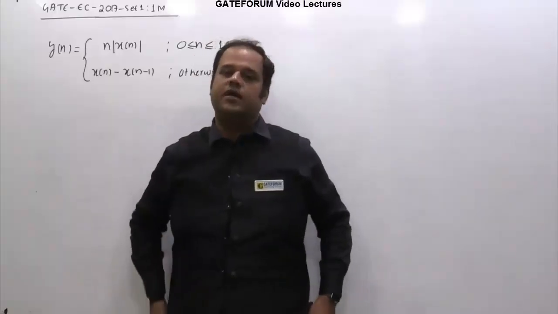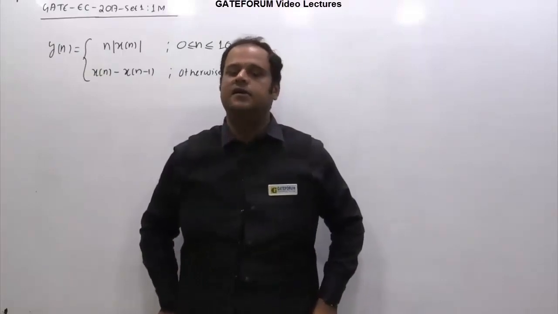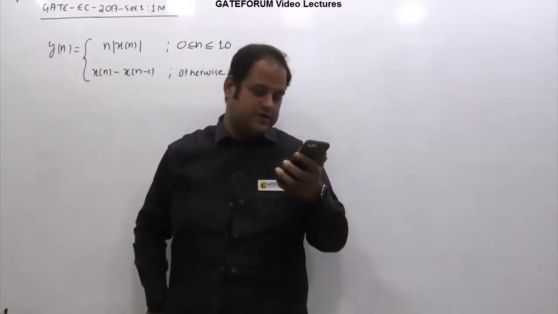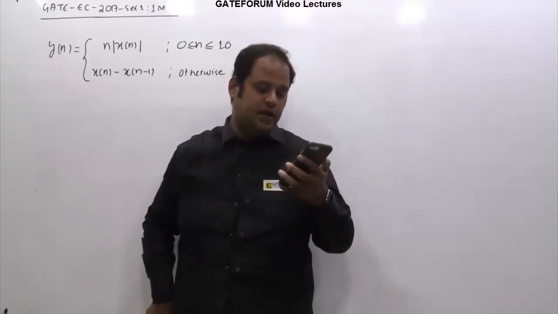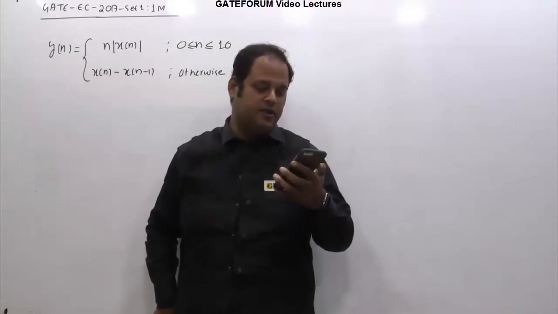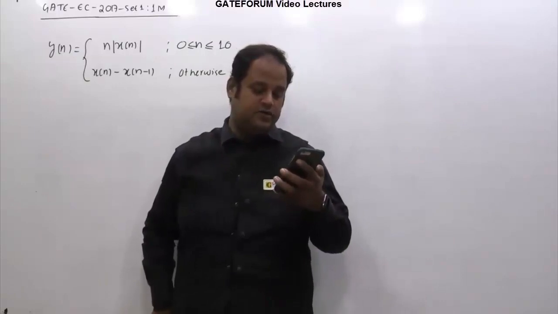This is a one mark question asked in GATE 2017 of electronics in set 1. This is from signals and systems, from the classification of systems topic. The given question is: consider a single input, single output discrete time system with x[n] as input and y[n] as output, where the two are related as the equation given. Which one of the following statements is true about the system?